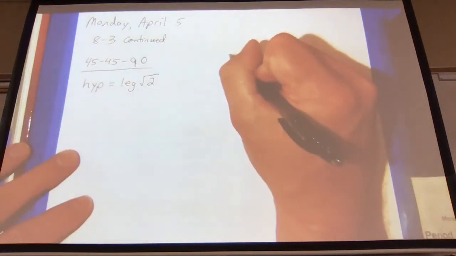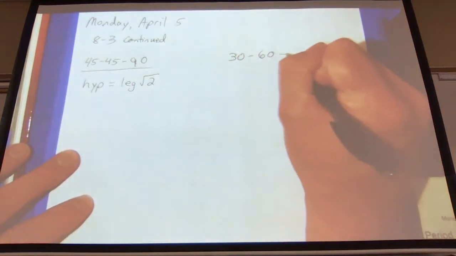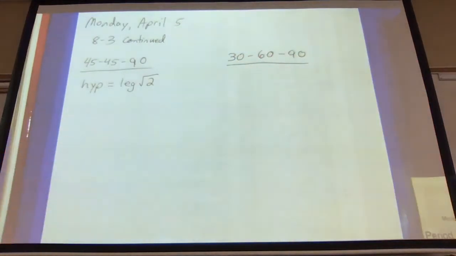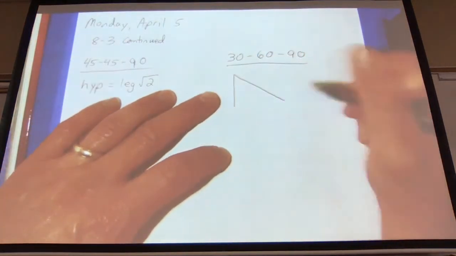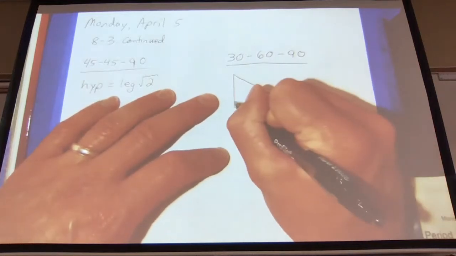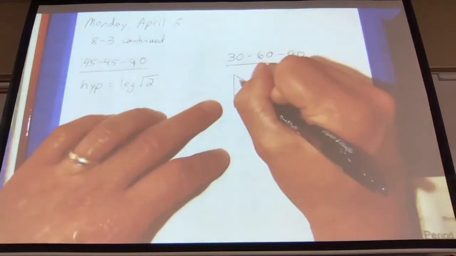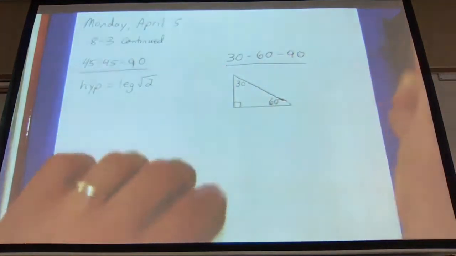And then today we're going to get the 30, 60, 90, which actually has two different equations that go with it. 30, 60, 90 triangle is going to have a 30-degree angle, a 60-degree angle, and a 90-degree angle. And let's start with a picture of this.